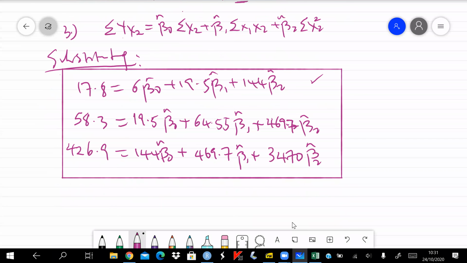So you can solve them using the elimination method, using the substitution method. You can use the matrix method. I don't know which method you propose we use in this case. Which method is easier for you?